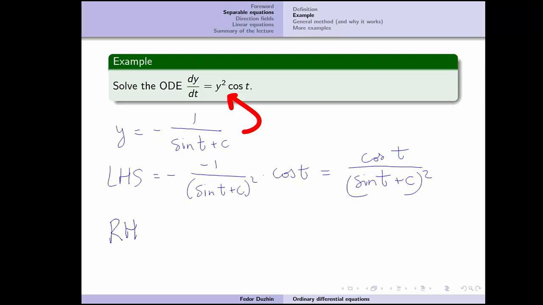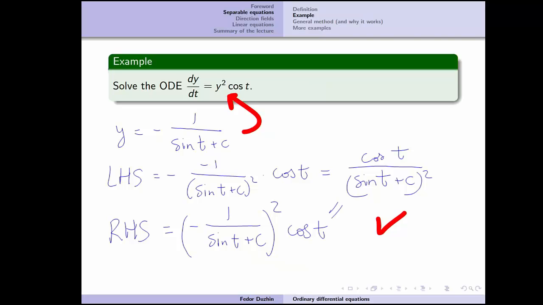Okay, now the right hand side is y squared. Our y is minus 1 over sine t plus constant, so we should square the whole thing times cosine t. Well, clearly it's exactly the same thing as the left hand side, which means that letting y be our formula makes our equation into a true equality, and therefore it is indeed a solution.